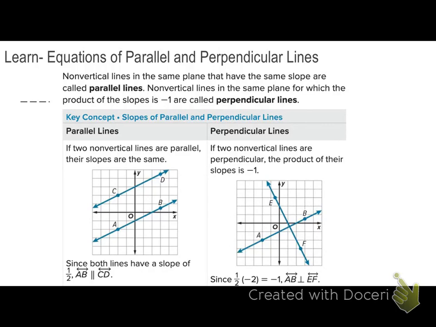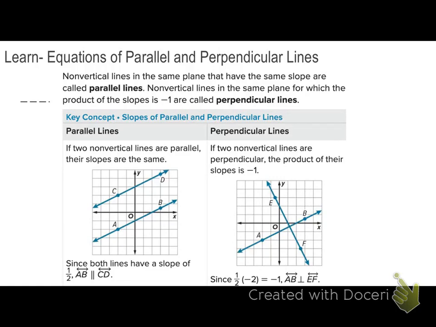Non-vertical lines in the same plane for which the product of the slopes is -1 are called perpendicular lines. I want you to add something to this about perpendicular lines. Perpendicular lines have what we call opposite reciprocal slopes. What's the reciprocal? I said opposite reciprocal. Does anyone know what a reciprocal is? This is two things that are switched. What's flipped? Reciprocal is a flipped fraction.